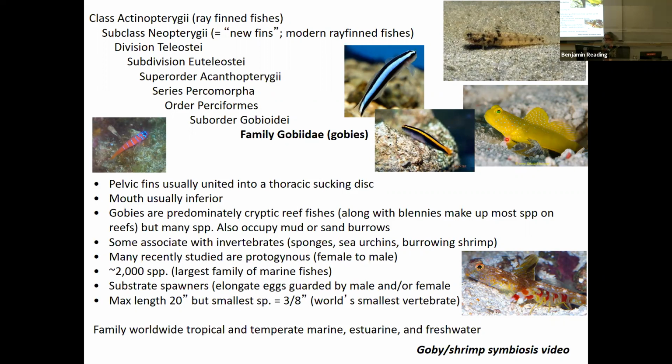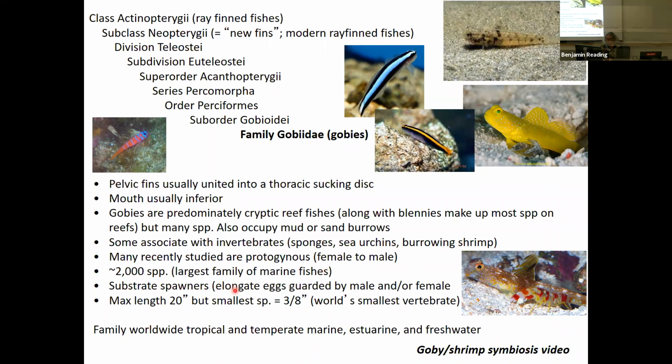They've only got lateral line on their head. And again, some gobies associate with invertebrates, for instance shrimp, but also sea urchins and sponges. So they hang out with other organisms for protection. Many recently studied gobies are protogynous, meaning they're initially females and then transition into males. So serial hermaphroditism. 2,000 species, the largest family of marine fishes, actually. Again, a lot of diversity here. The largest family are the gobies.